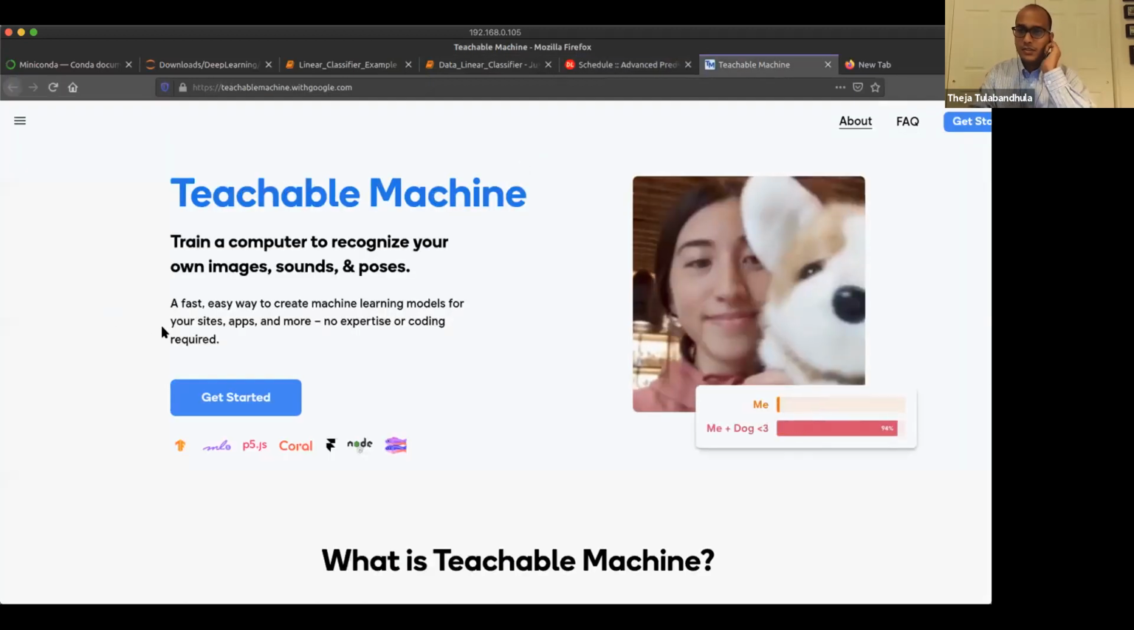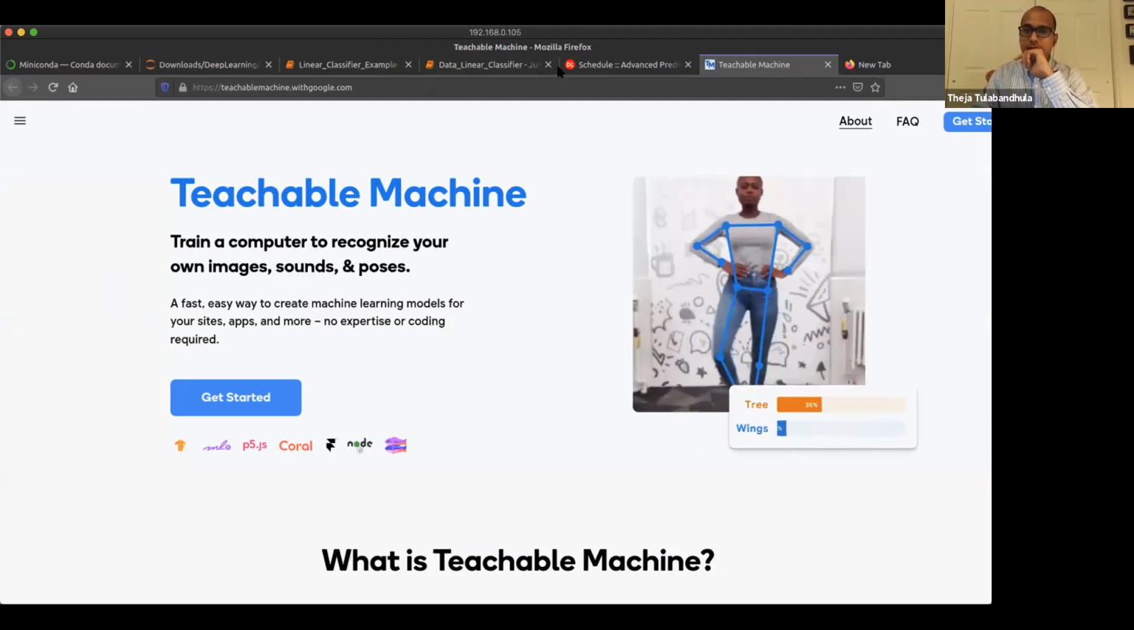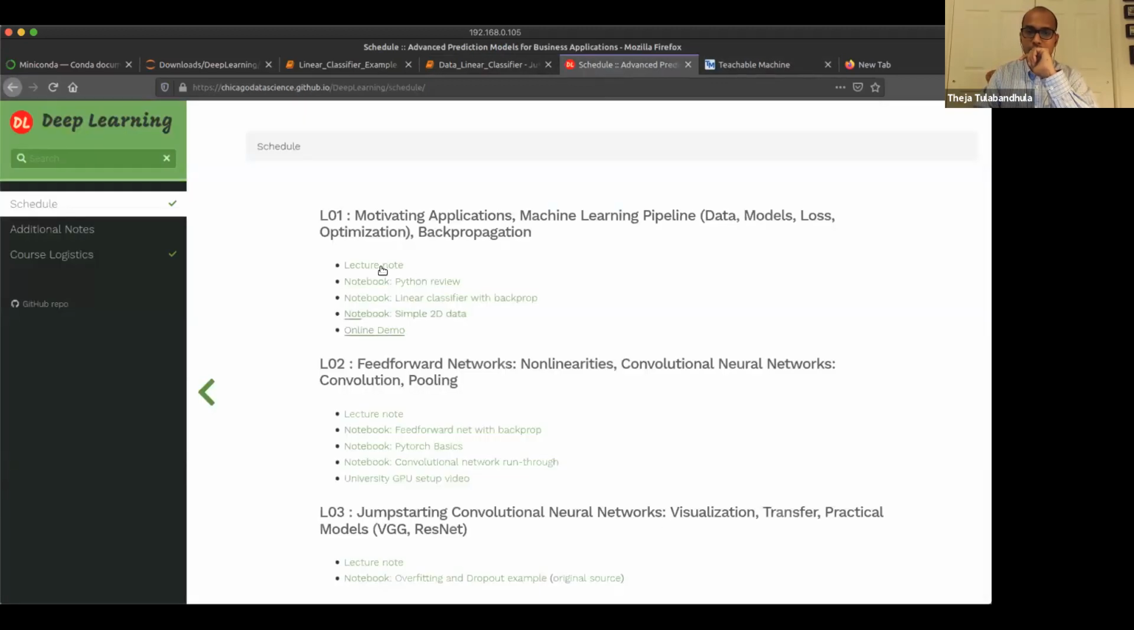I don't know how many of you saw this demo before. It's at this link, which is on the schedule, lecture 1 material. We're going to look at these notebooks pretty soon, which talk about the linear classifier that I've been mentioning earlier.